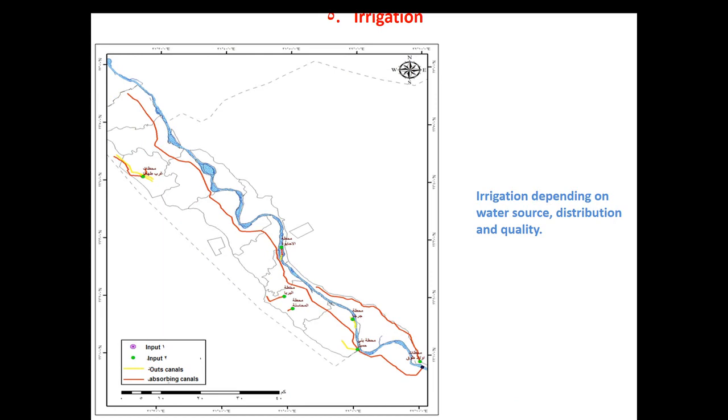What is the water source? We said before, Sohag is irrigated by canals from the Nile River. That is the main source of our area, by some canals, outs and absorbing canals from the Nile. Why that? By pumping.